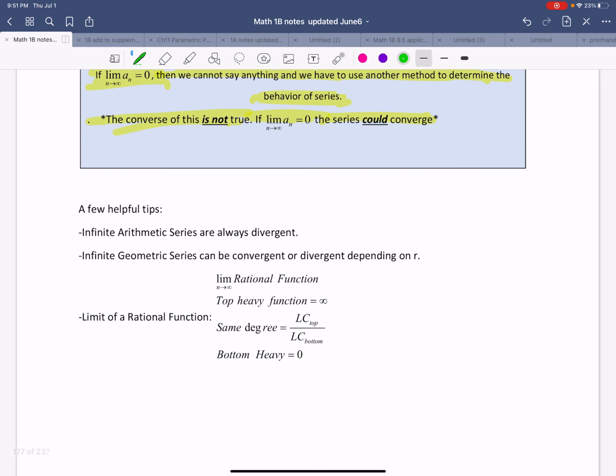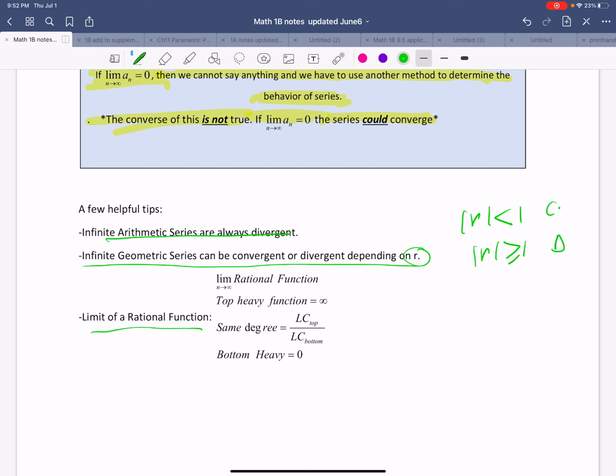Infinite arithmetic series always diverges. An infinite arithmetic series is never convergent, it is always divergent. An infinite geometric series, just like we saw now, can be convergent or divergent depending on r. If the absolute value of r is less than 1, then we have convergence. If the absolute value of r is greater than 1, then we have divergence, or even if it's equal to 1, we have divergence.